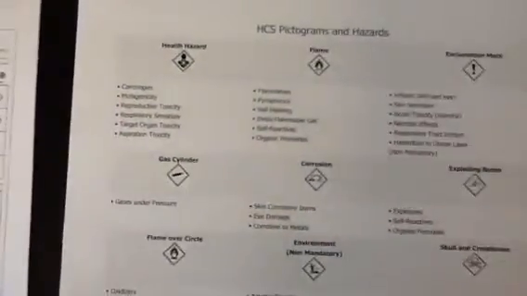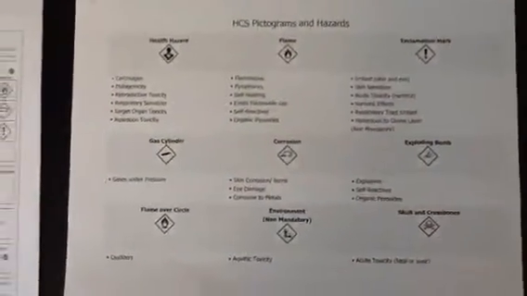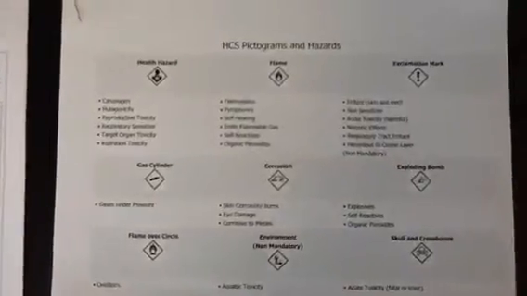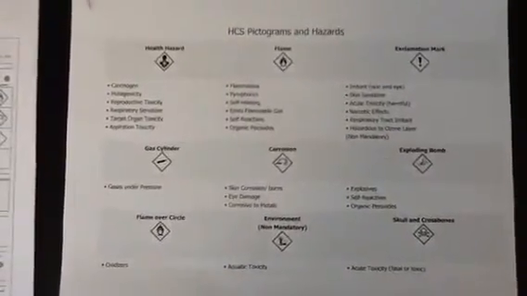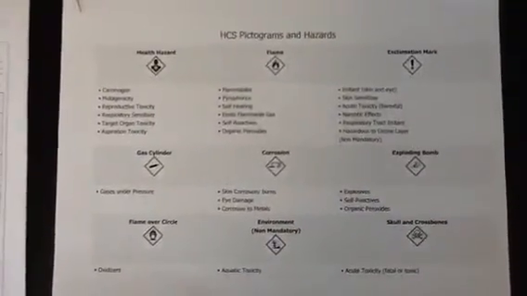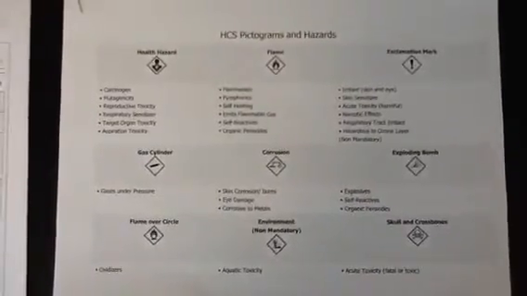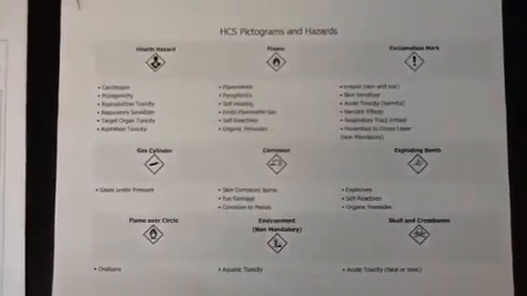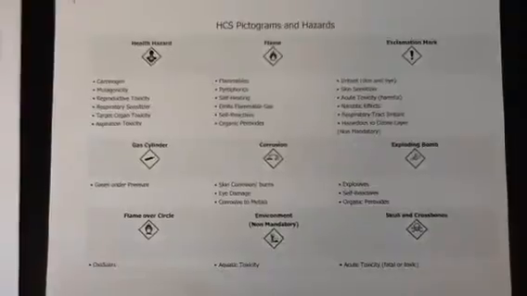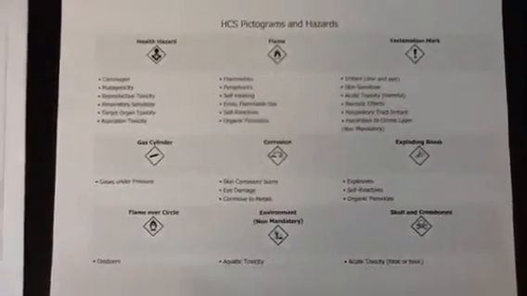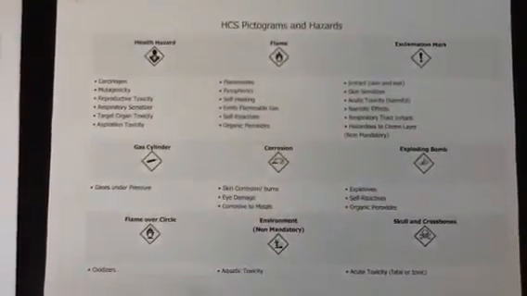D are the pictograms, and they talk about 8 pictograms. Actually, I believe there are 9, but there are some of them that we would never ever have in a classroom. Exploding bomb, the skull and crossbones, that really means acute toxicity. That would be like sodium cyanide or something like that that we would never have in a school lab.